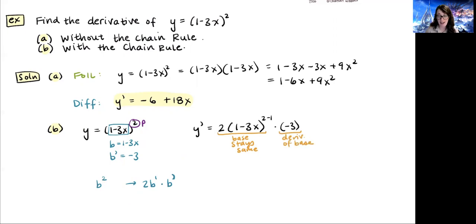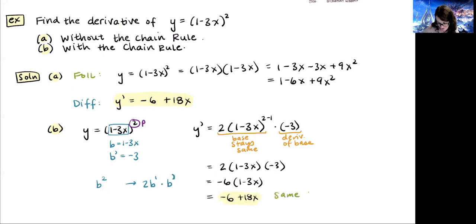And that's pretty much it. From here on out, we have to simplify. To the 2 minus 1 power, that's just to the first, so we can just write that as 1 minus 3x. This doesn't look like our derivative from part A, but if we distribute things, let's see what we get. Let's do the 2 times the negative 3. That's negative 6. And we can distribute the negative 6 inside, and we'll get negative 6 plus 18x. There it is. It's the same as before in part A.